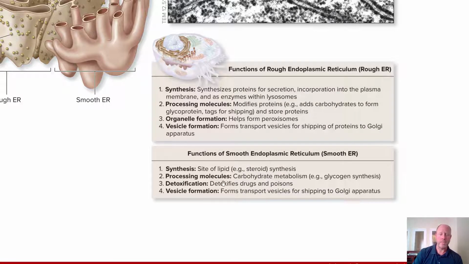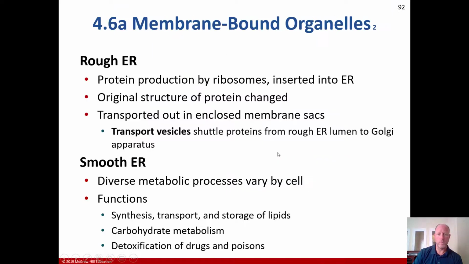As far as functions of the smooth endoplasmic reticulum, it is the site of lipid and steroid synthesis. It processes molecules, like carb metabolism, glycogen synthesis, and detoxification. It detoxifies drugs and poisons, and in vesicle formation, it forms transport vesicles for shipping to the Golgi apparatus. So a lot going on there.